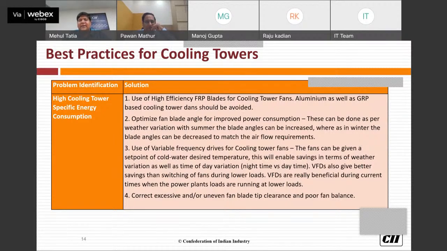Next is the fan tip clearances and poor balance. If the fan tip clearances are not good and the balance is not good, then also it will increase the overall specific energy consumption.